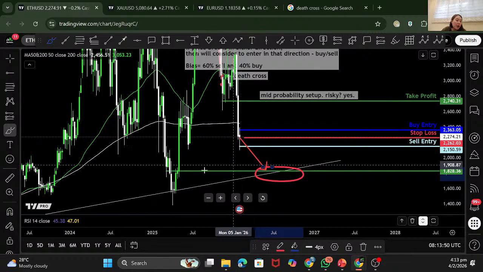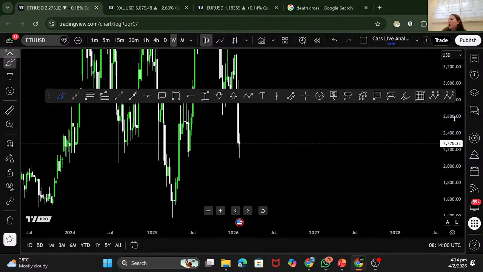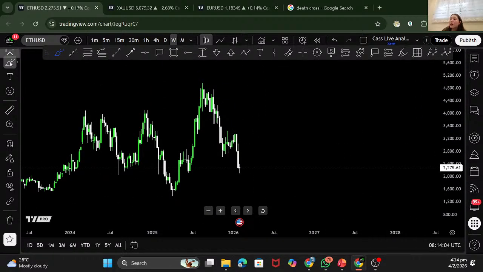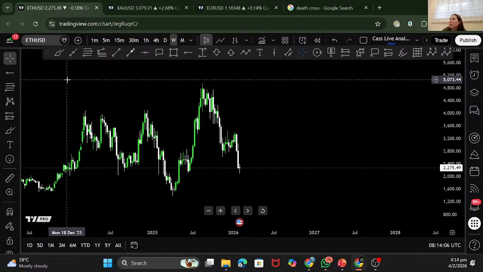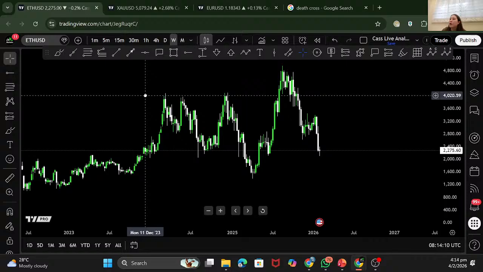Okay, but that's my own personal preference of doing things. Look at this. Ethereum is clearly moving in an uptrend. I mean, I've done many analyses on Ethereum. It doesn't even have to be, we're not even talking about the cheat sheet, right?